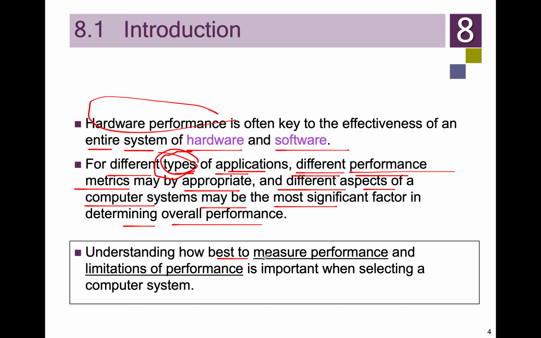Understanding how best to measure performance and the limitations of performance is important when selecting a computer system. So this is talking about a computer system. Let's say you know that your laptop has a certain performance, maybe on the RAM. So it has 8 megabytes of RAM, let's say, compared to 16. Which one is better? Of course, you're going to pick 16, right?